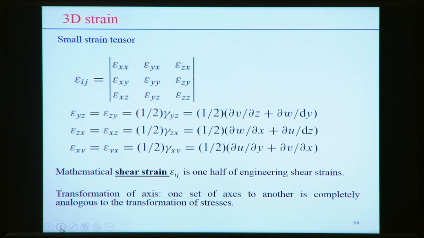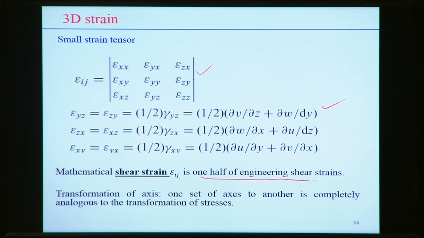Now the strain tensor can be represented in the similar way to what we did for the stress tensor, and these are the typical expressions of the shear strain components. Mathematically, the shear strain epsilon ij is the half of the engineering shear strain. That's why we have written epsilon xy or yx, whatever, with this half of the shear strain, and we can represent these are the components of the shear strain.